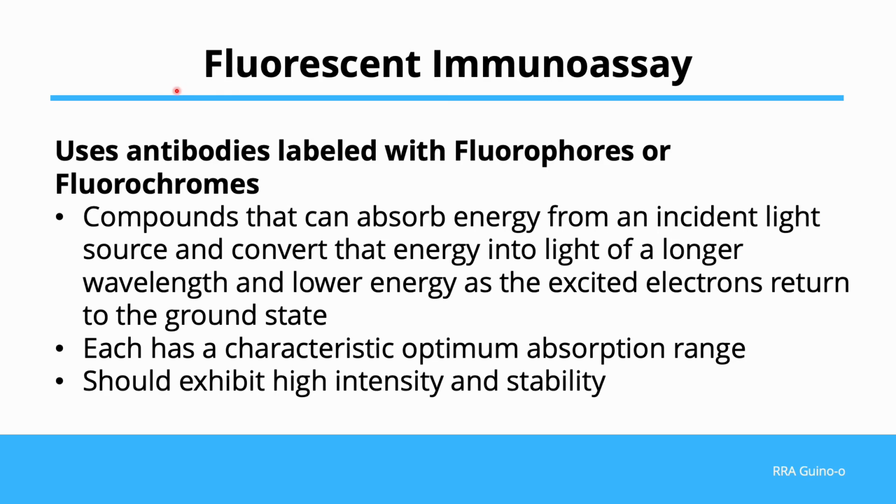Next, we will discuss fluorescent immunoassays. As the name suggests, this type of assay uses antibodies that are labeled with fluorophores or fluorochromes. These two terms are interchangeable. Now, fluorophores or fluorochromes are compounds that can absorb energy from an incident light source and convert that energy into a light of a longer wavelength and a lower energy. This happens as the excited electrons return to their ground state. Each fluorochrome has a characteristic optimum absorption range and should exhibit high intensity and stability in order to be used in a fluorescent immunoassay.